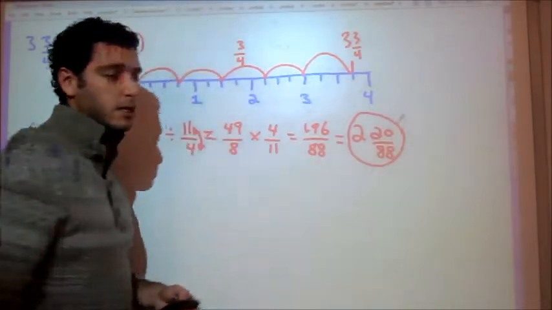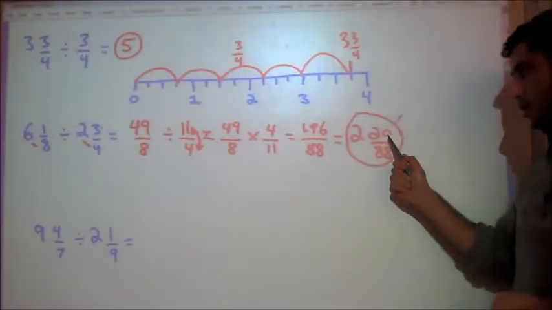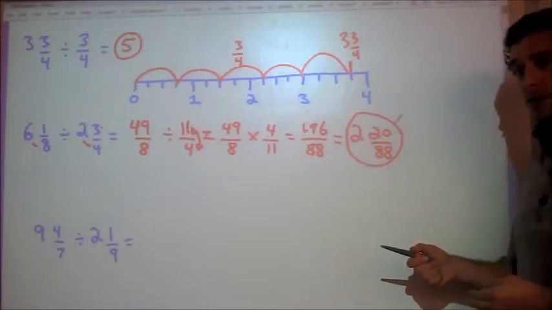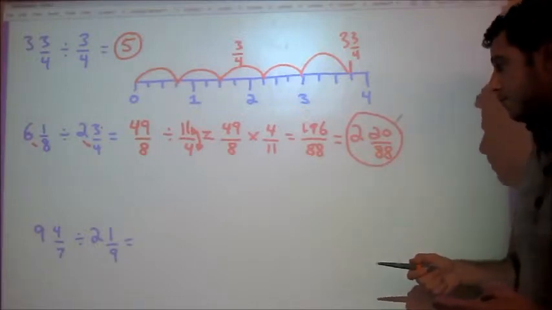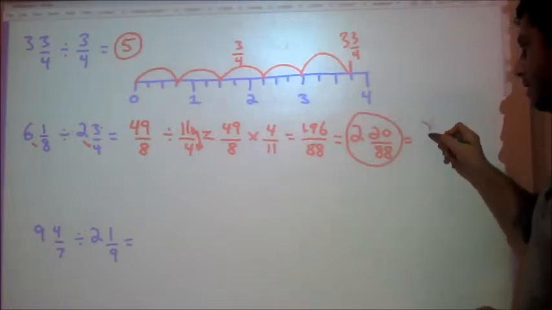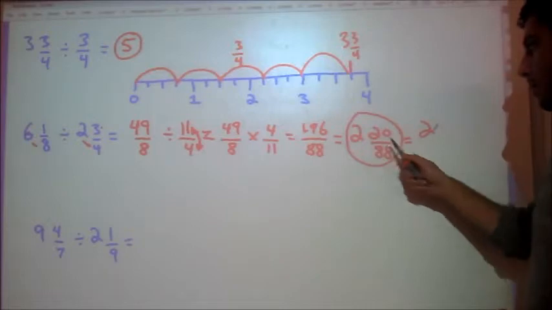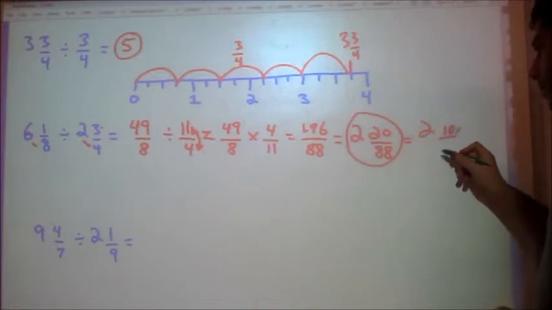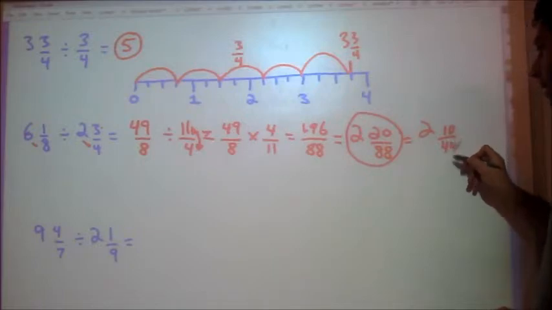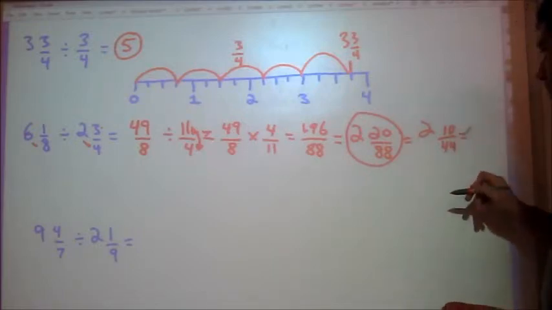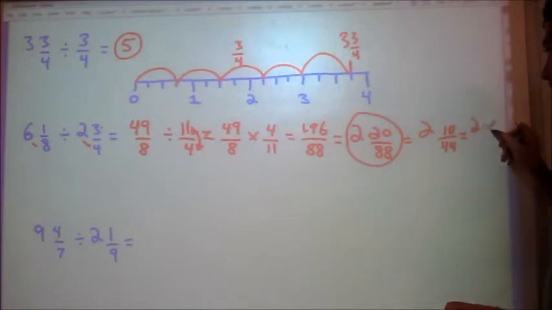Notice that these two numbers are both even numbers, so they both share a common factor of 2. So we can divide each of those by 2. 2, your whole number will stay the same. 20 divided by 2 is 10. 88 divided by 2 is 44. It looks like we can simplify even more. So they're both even still. So 2 and 5 over 22.